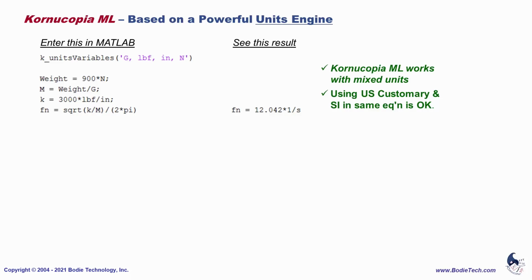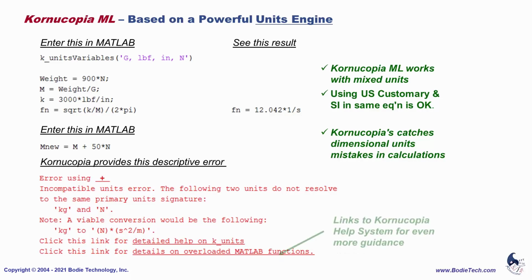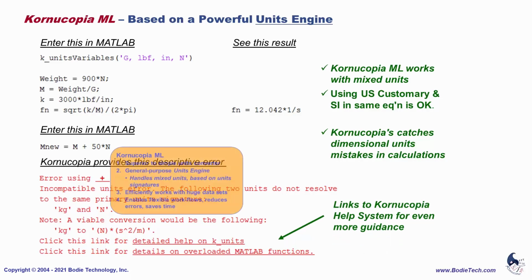Kornucopia does more than just work with units, it helps check your calculations for units compatibility. If you were to enter an equation like this, where we have added a force, 50 newtons, to a mass defined by the variable capital M, Kornucopia will produce an error telling you that you are using incompatible units. It describes the problem, gives you guidance on what to do, and also gives you links to the help system for more guidance.